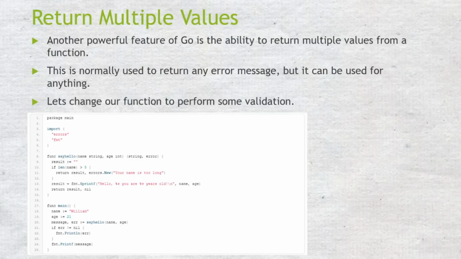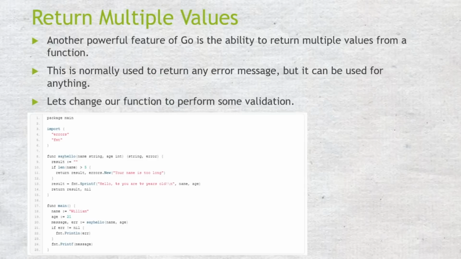Inside of our function, we have a result variable, which is set to an empty string. Next, we test the length using an if statement and the built-in len function to test the length of our name string and see if it's greater than 5 characters. If it is greater, then we return our result, errors.New, which is a function in the errors package, which is going to send back an error. And here we're telling it your name is too long.